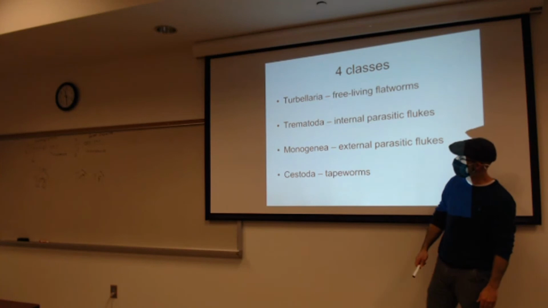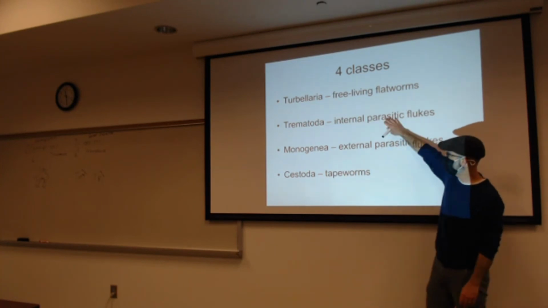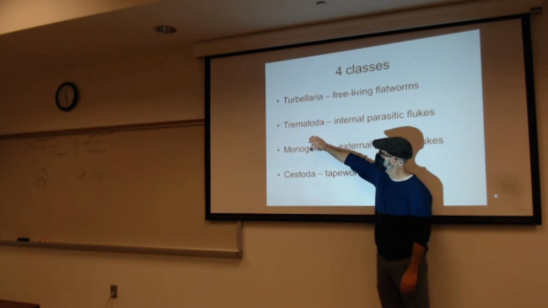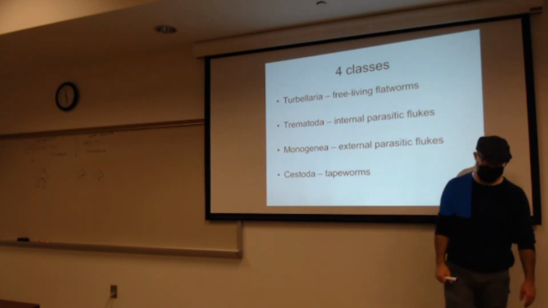Okay, here's some patterns. The turbellarians are the free-living flatworms. The rest of these guys are all parasitic. Internal, external, and then the tapeworms.